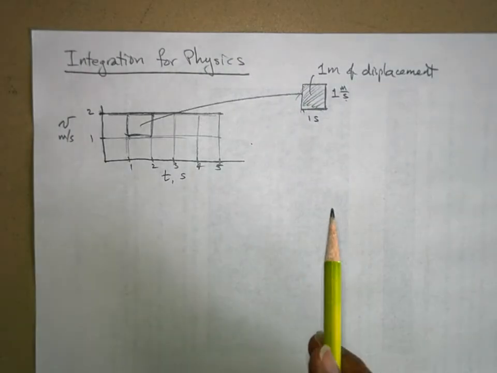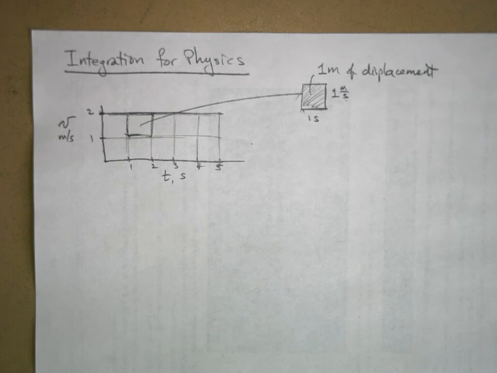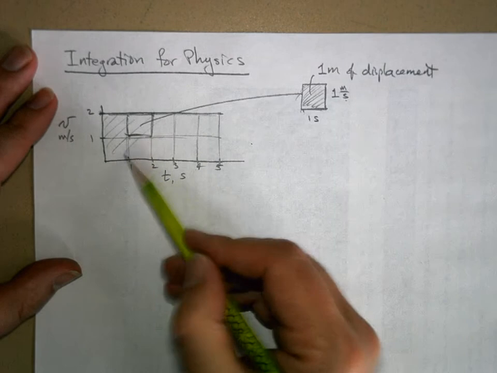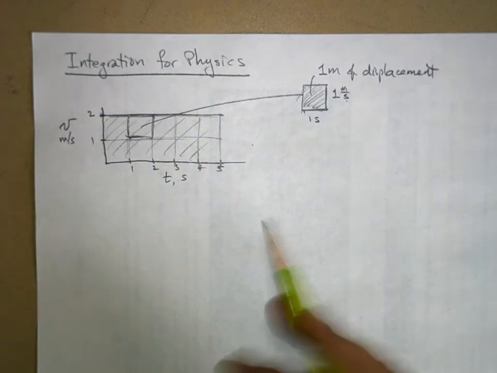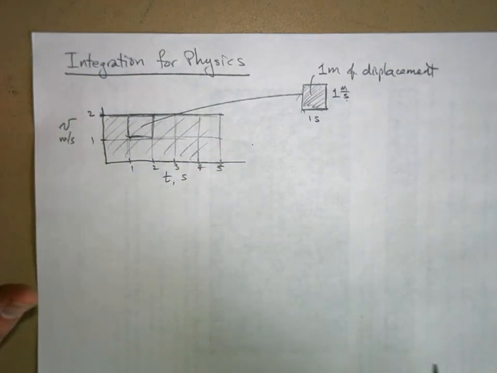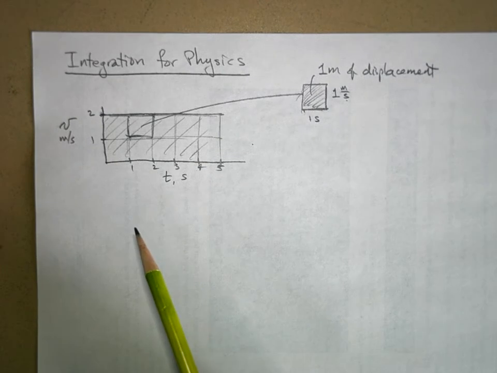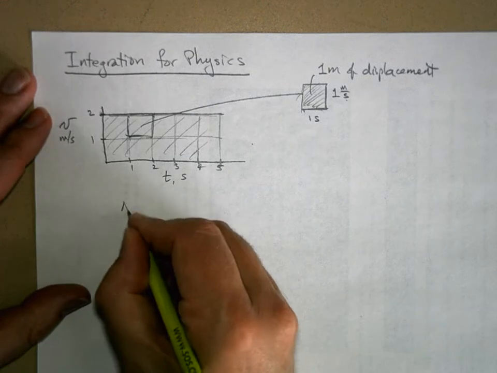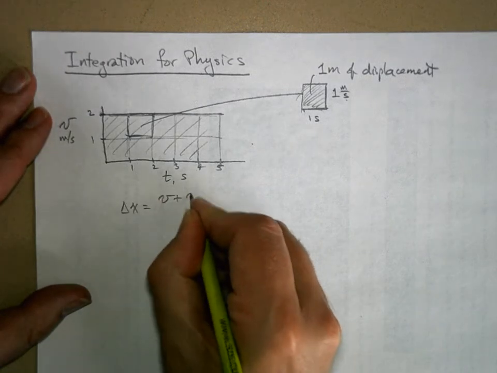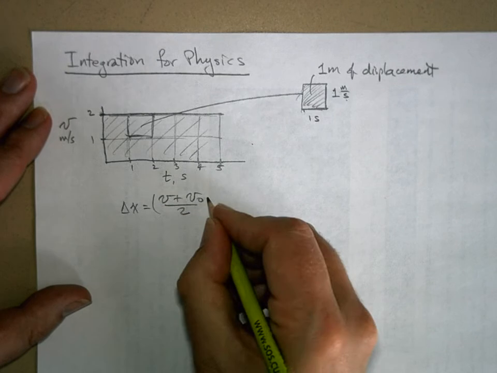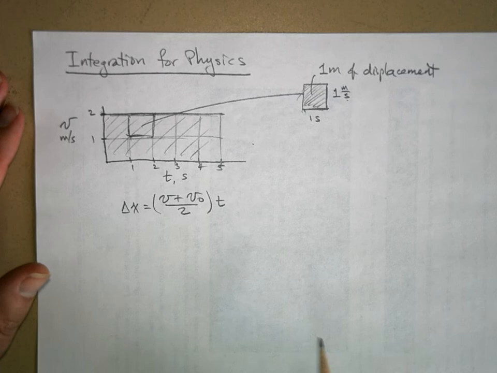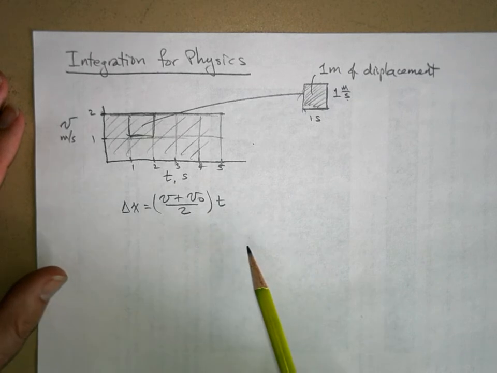Now, this is a profound idea that if I have two quantities, I can do this right here and find the area. Now, we have an equation that relates velocity and displacement. That's the second kinematic equation, delta x equals (v plus v naught) over 2 times time, right? That's what we just developed with our kinematic equations. Is it okay to use this equation? Yes, because the acceleration is constant for this time interval.